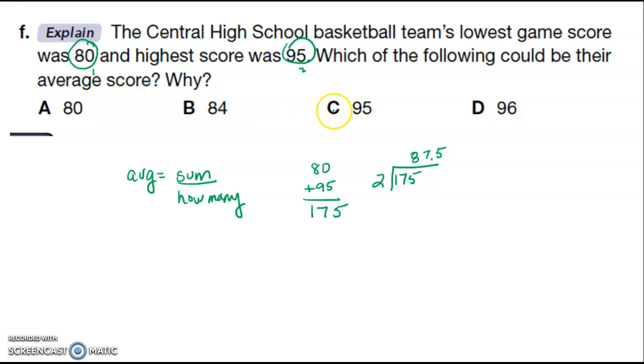So it says, which of the following could be their average score? I think if this is the highest score, they're not going to have an average that high, okay? And then if this is their lowest score, their average is not going to be that low. So this is what their average score could possibly be close to. That's about the closest we have to what we got. So, and that's it. Let me know if you have any questions.